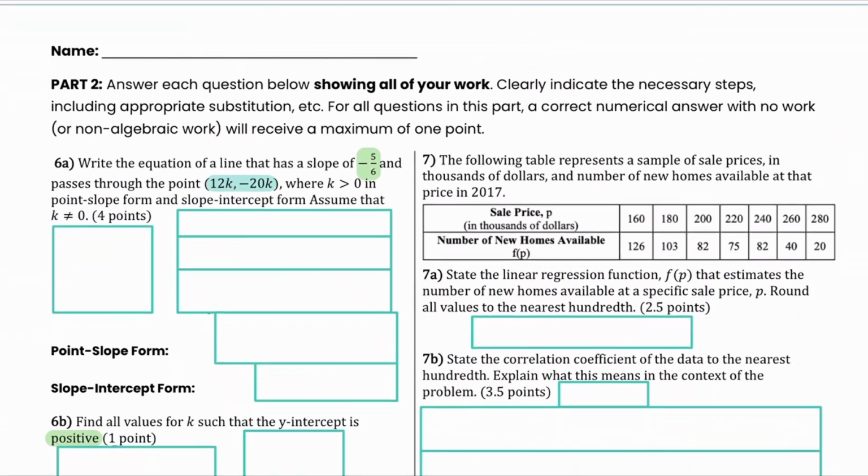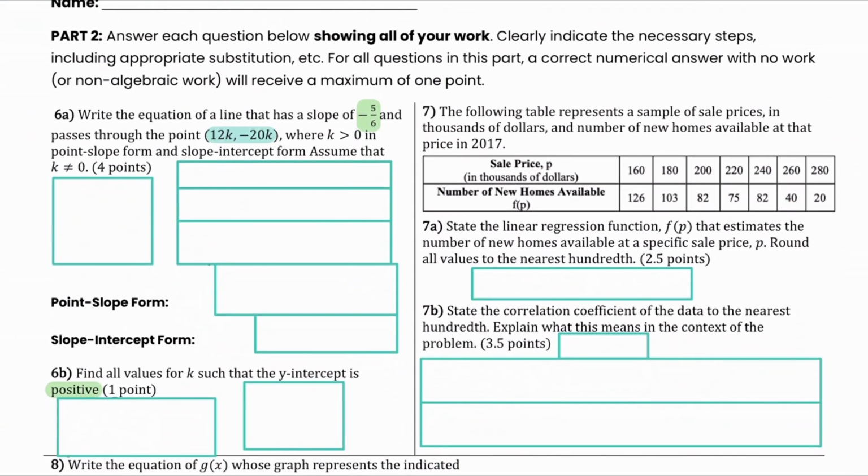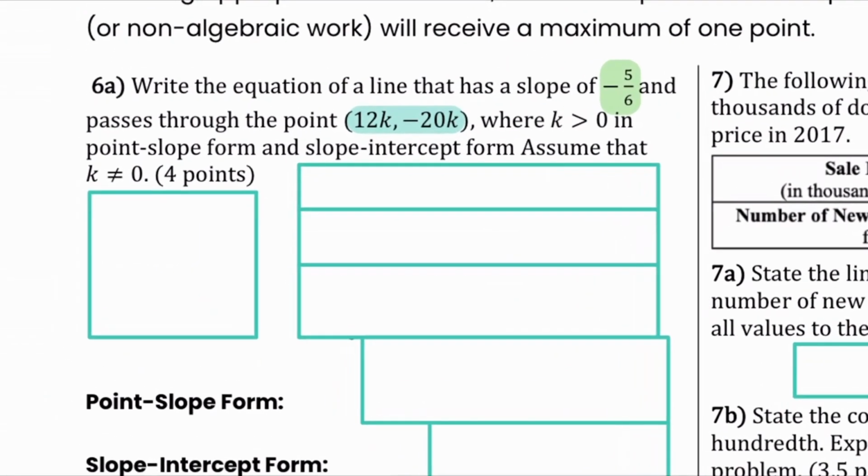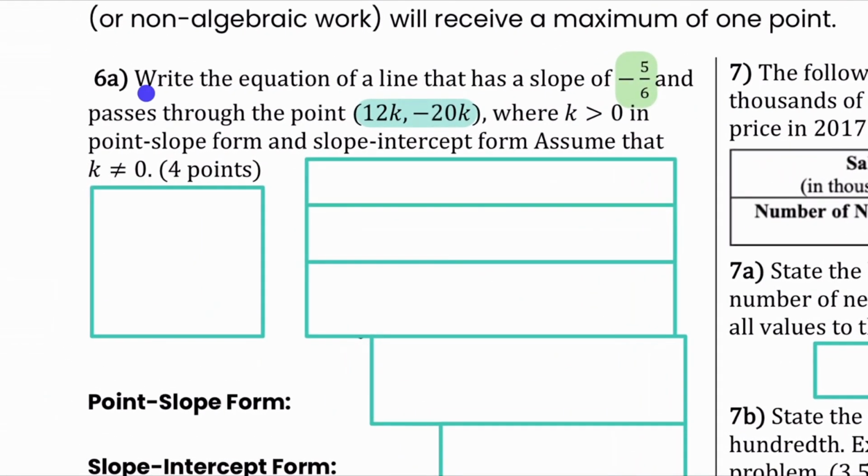Let's move on to the next question, page 2. Page 2 are part 2 questions, and the key thing here is that we have to show all the work. Any question that has a correct answer with no work will receive a maximum of 1 point. So let's look at number 6.